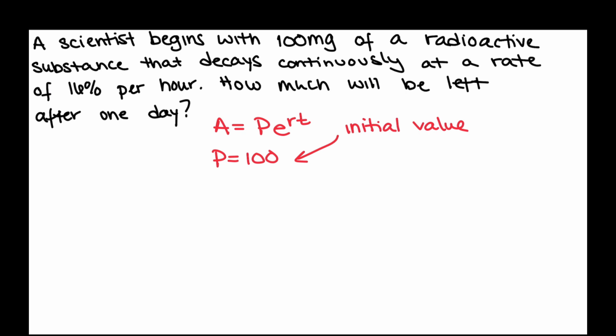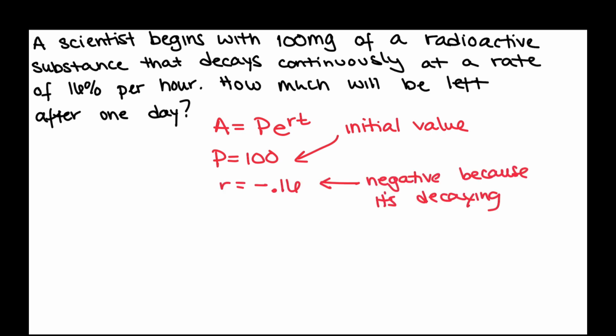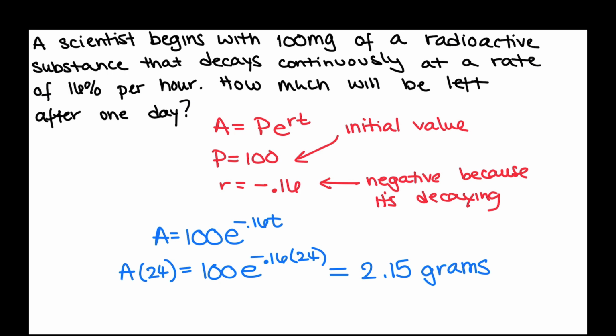The P is the initial value, and in this case, we're starting with 100 milligrams. R is my rate, and because it's decaying, I'm going to make it negative. 16%, written as a decimal, is 0.16, and again, I make it negative because it's decaying. Because this rate is given per hour, that means T has to be measured in hours. So we want to know how much is left after 1 day. So for the T, I'm going to plug in 24.